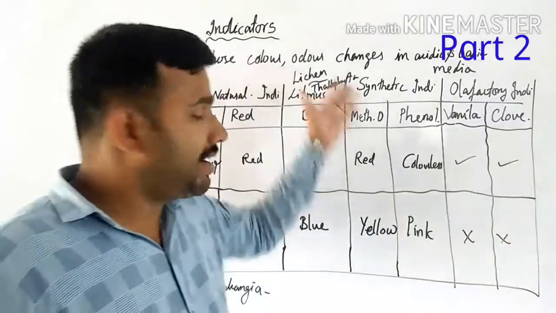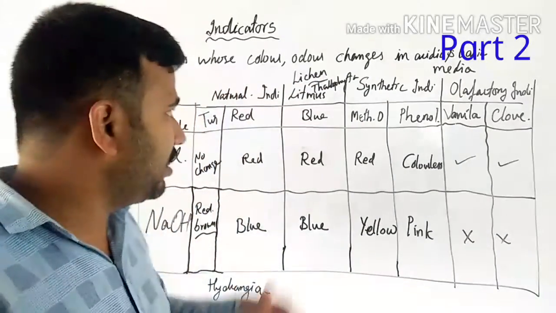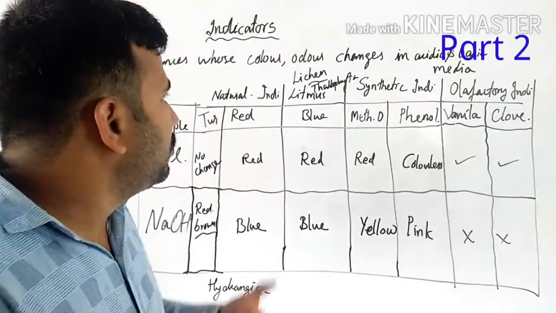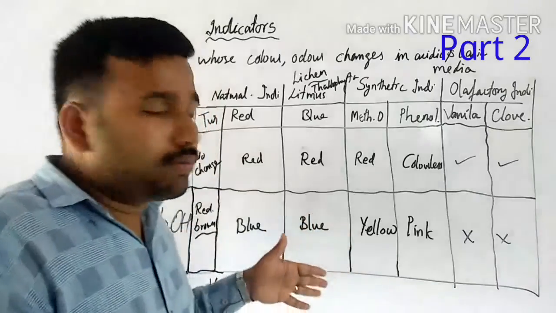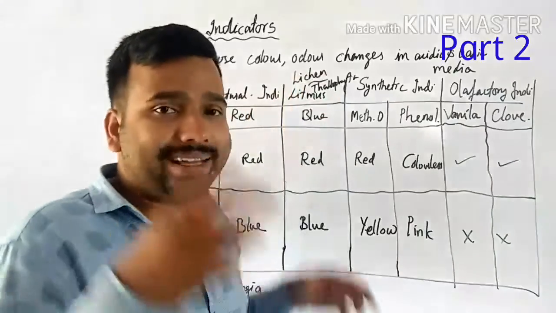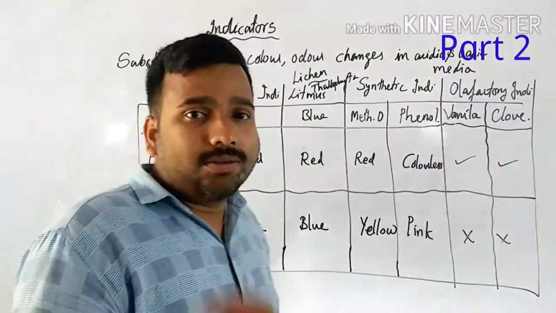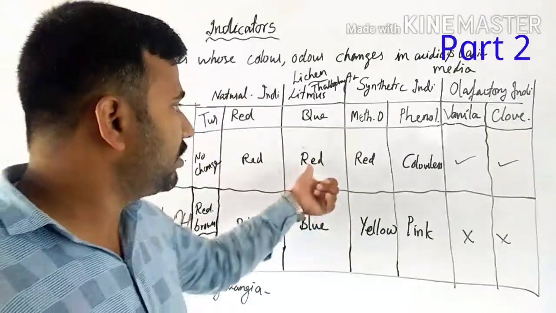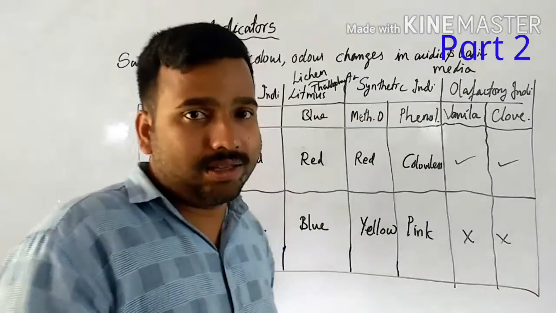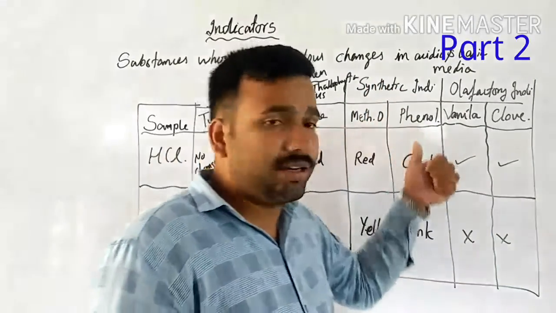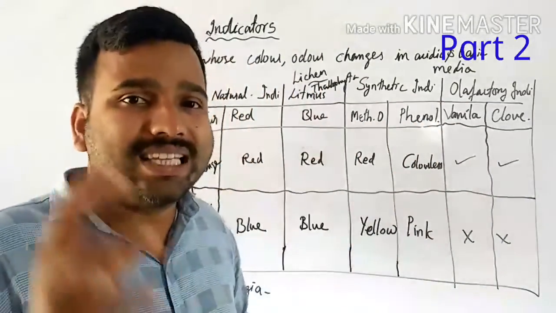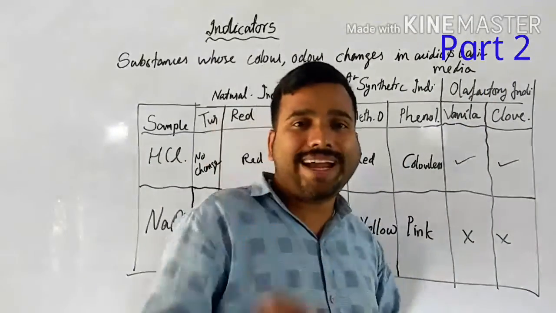And another natural indicator is lichens. When you extract the juice of lichens, it will be somewhat purple in color. This is used for making litmus paper. This purple dye, the juice of lichen, is used to make red and blue litmus paper. The next one is synthetic indicators, which are methyl orange and phenolphthalein. These are the two synthetic indicators. The next one is olfactory indicators.